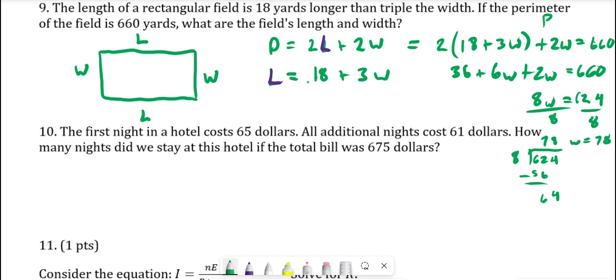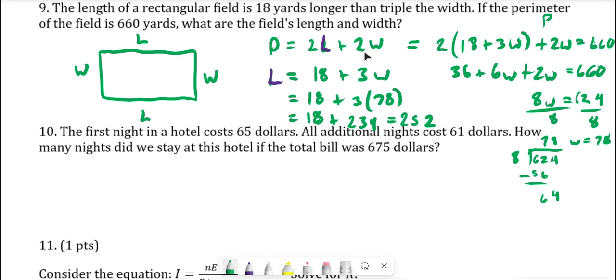And then going back to my equation for L, we have 18 plus 3 times 78. 78 times 3 is going to be 210 plus 24, so that's 234. And adding 18 to that, we have a 2, carry the 1, 4 plus 1 is 5, and a 2. So 252.